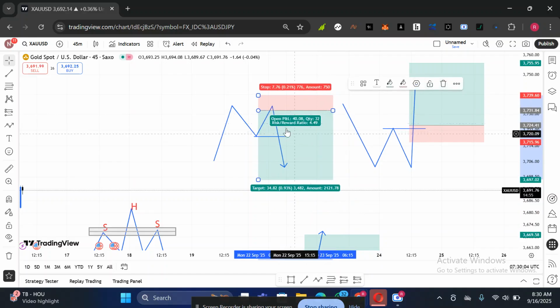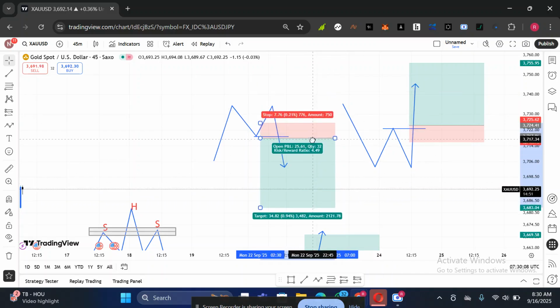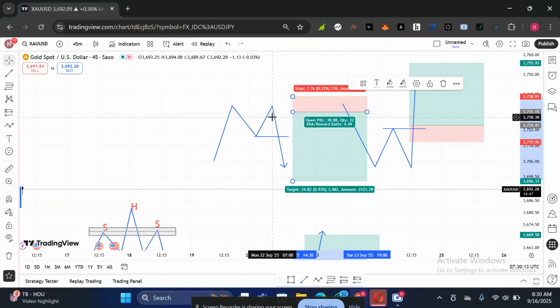As for me, this is where I normally look at for my entry point to the downside. I don't normally wait, because if the market decided to break out, I'd lose a few pips, if you understand, from this particular point here to the downside. All right.